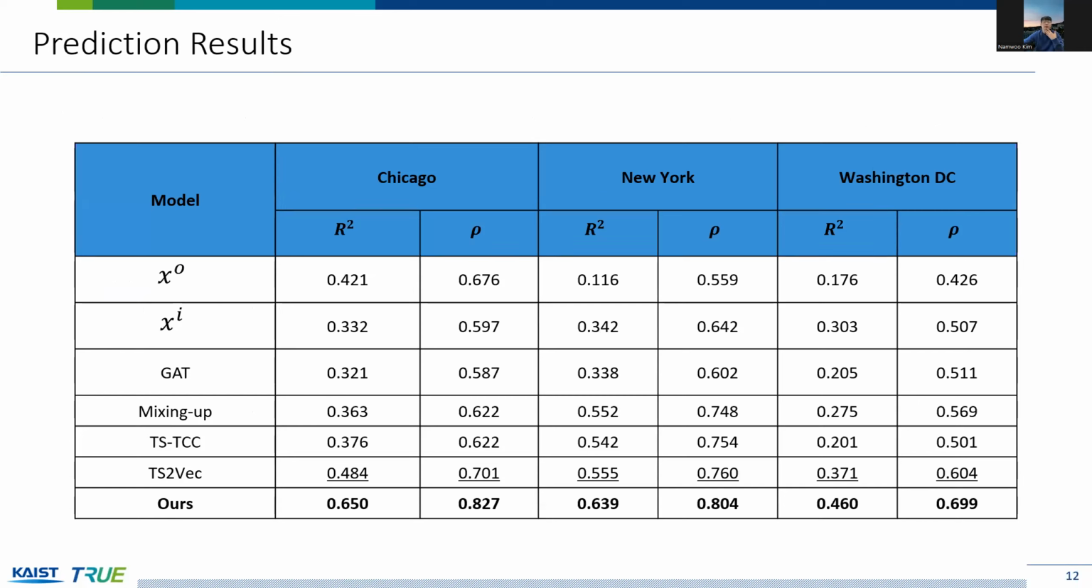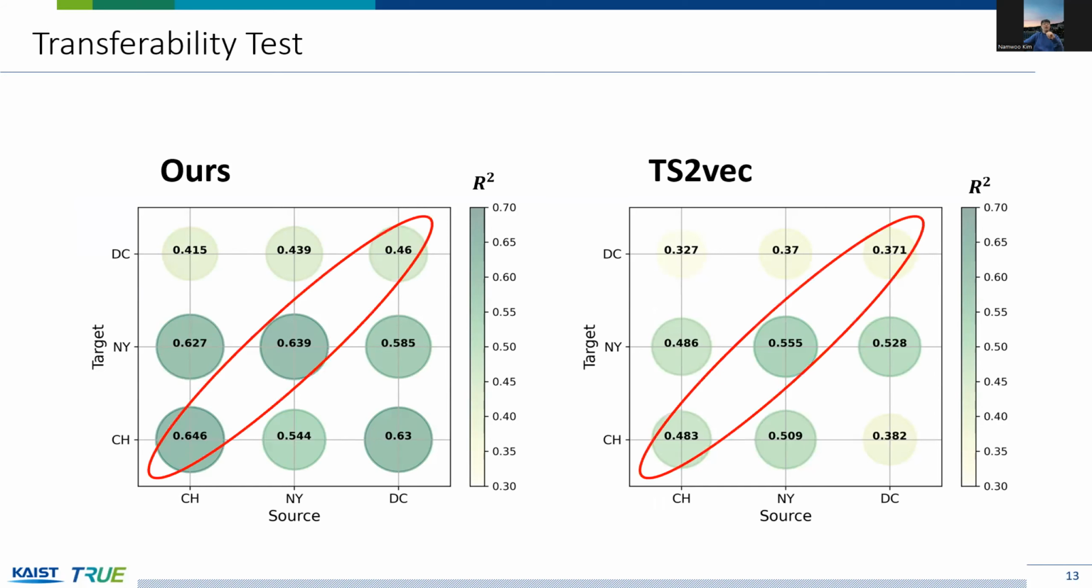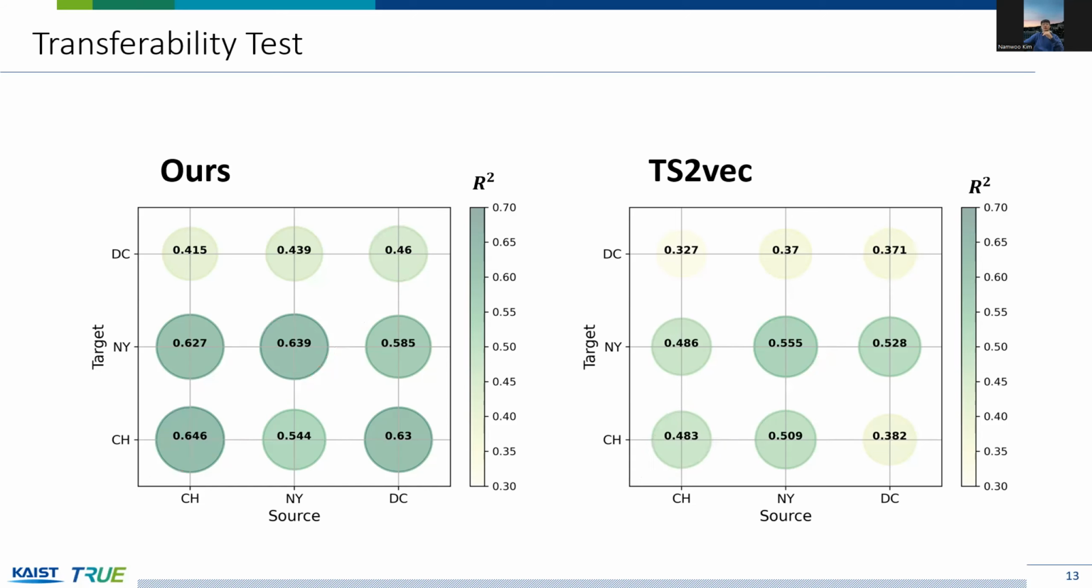And here are the prediction results. The experimental results show that the proposed model outperformed baseline models by a large margin. And further, we conducted experiments varying the source-target city pairs and evaluated the social vulnerability prediction performance. In this figure, please note that the higher R-square results are highlighted in bigger green circles. The diagonal line in the figure describes the scenarios where the source and target are the same, indicating a non-transfer setting. The results demonstrate that our method outperforms state-of-the-art models across all 3 cities. And moreover, every transfer experiment achieved better performance than the best baseline.